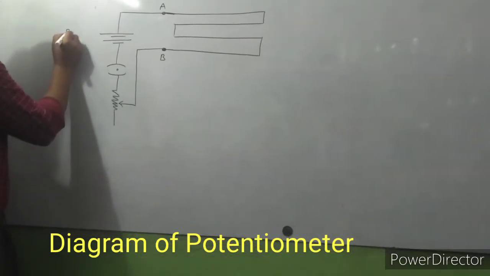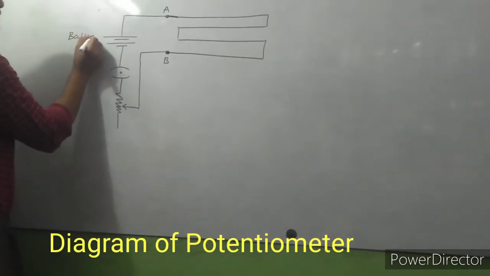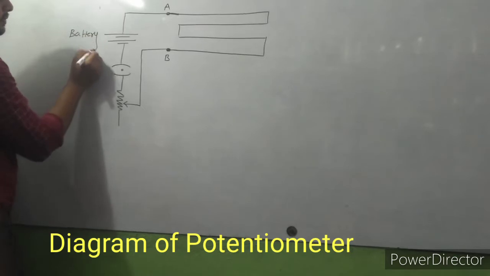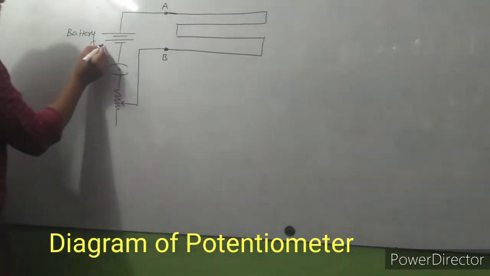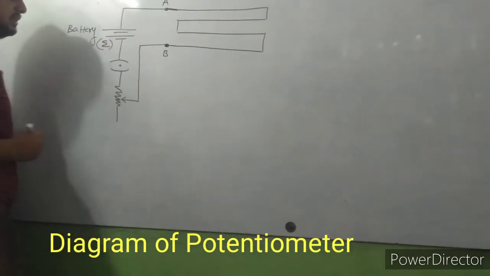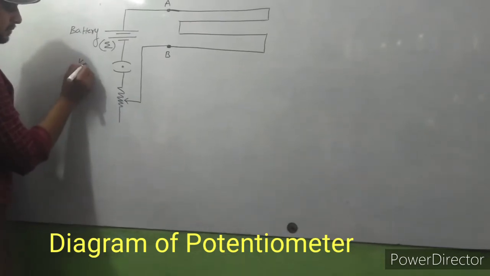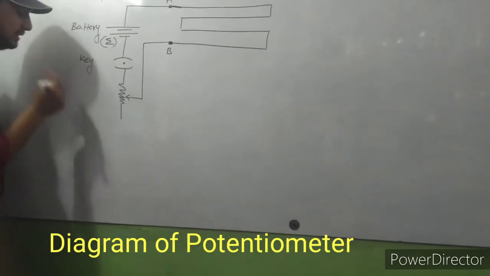This is what? A battery source. This battery having EMF I consider as some E. E is an EMF. This is a plug key, and this is a rheostat.